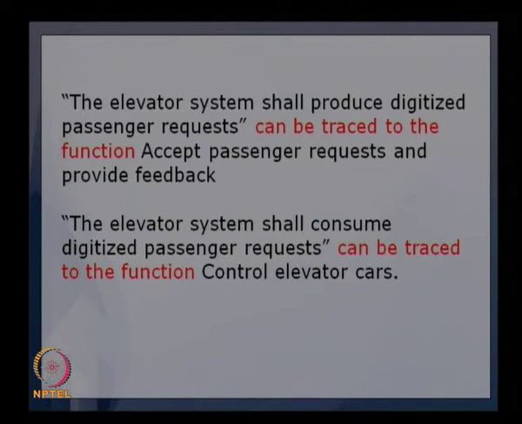So, the allocation architecture basically will look into the details of input output requirements coming from within the system, and then how do we trace these requirements to the corresponding functions and components. So, these are just two examples of how we write down the input output requirement, and then trace this requirement to the corresponding functions and components.